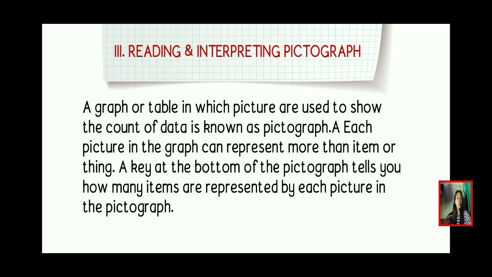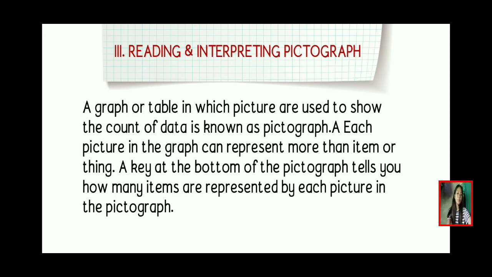So the second easy way to organize data is reading and interpreting a pictograph. A graph or a table in which pictures are used to show the count of data is known as a pictograph. Each picture in the graph can represent more than one item or thing. A key at the bottom of the pictograph tells you how many items are represented by each picture in the pictograph. A graph is a visual way of showing data. Data organized in a pictorial form is also easy to read and compare.